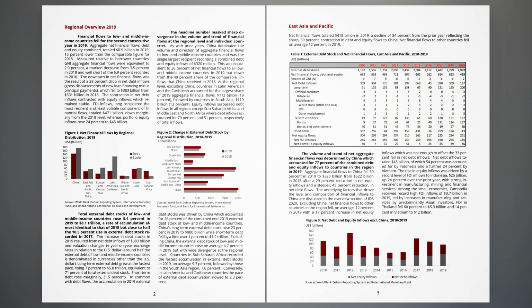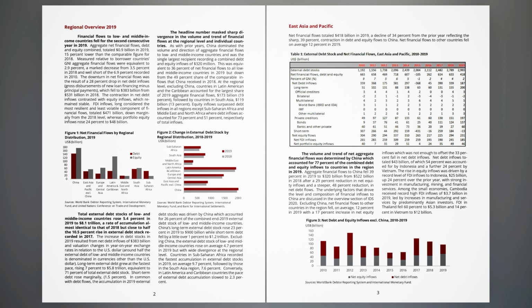Countries in Sub-Saharan Africa recorded the fastest accumulation in external debt stocks in 2019, on average 9.7%, followed by those in the South Asia region, 7.6%. Conversely, in Latin America and Caribbean countries the pace of external debt accumulation slowed to 2.3%.